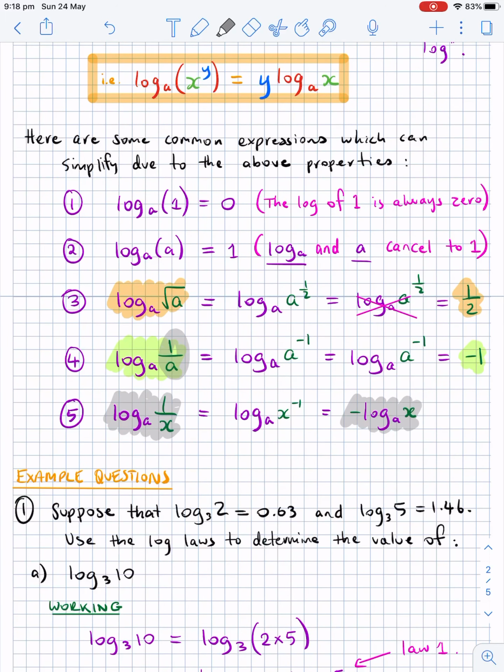Next one is if you've got 1 over a. 1 over a is the same as a to the power of minus 1. Again, the log base a and a cancel, leaving you with just minus 1 as your value.